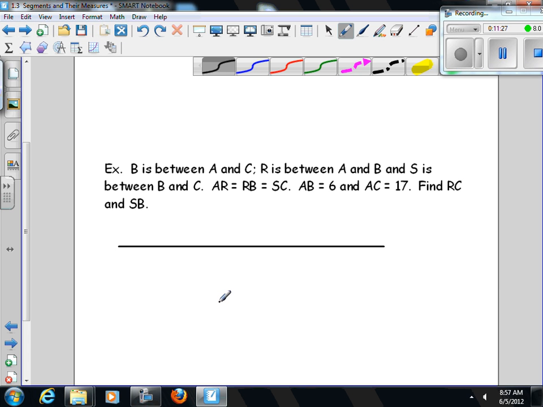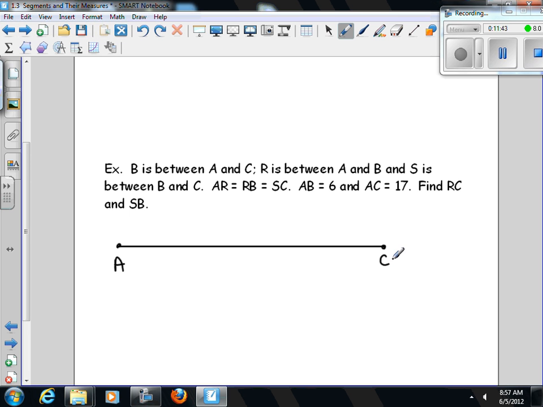Now, to start off with, it says that B is between A and C. So if I have to make this longer, so be it. But I'm going to start with A here. Here is C. Now, since we're making a sketch, this may or may not end up being drawn to scale. It probably won't be. But we know that B is somewhere in between them. So I'm going to put B right here. Now, I know that R is between A and B. So I'm going to put R right here. I may or may not have it in the right spot. But it is somewhere in between them.